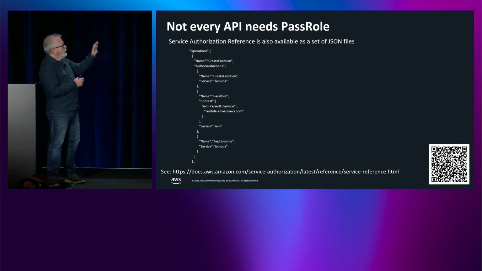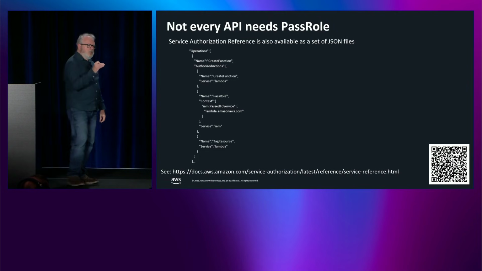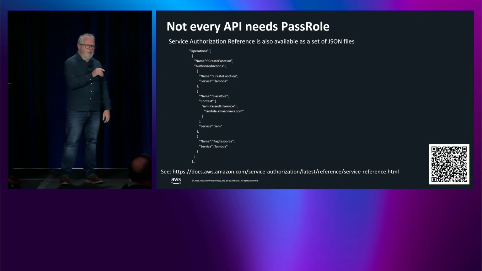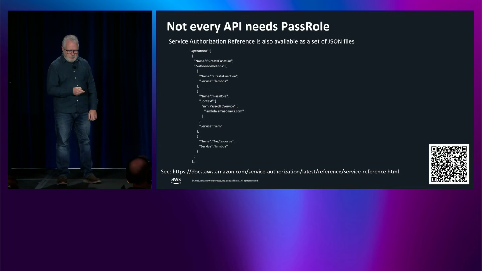In this example, you can see the Lambda create function. You can see where it has pass role as well. And you can see it uses the pass to service context key. And I also threw in tag resource as well. What they recently added is also the Boto function call. So now for the first time, you can easily map from a Boto function call back to what IAM permissions it uses, and then basically determine everything possible for what's relevant to those IAM policies. It takes a lot of the guesswork out of creating identity policies.